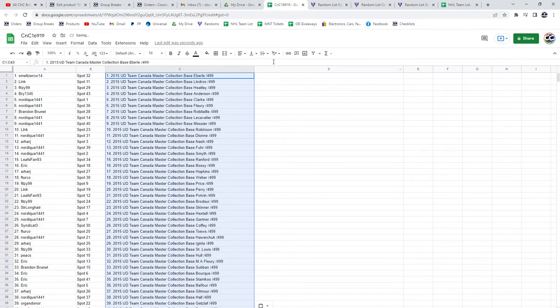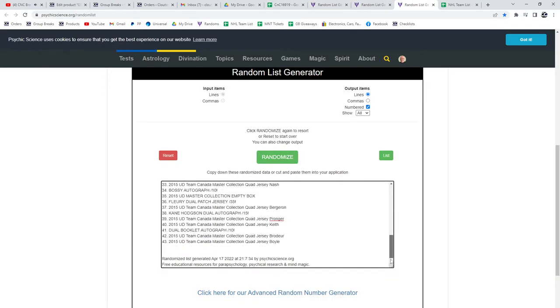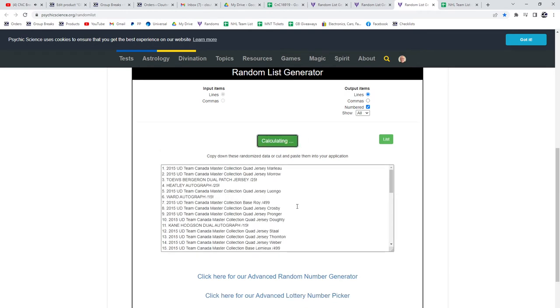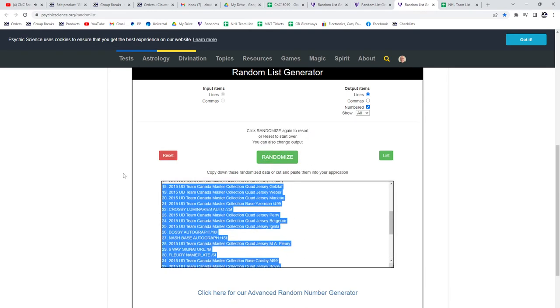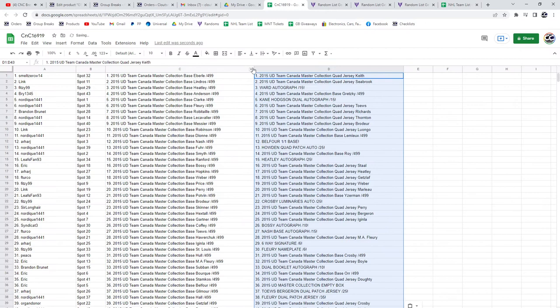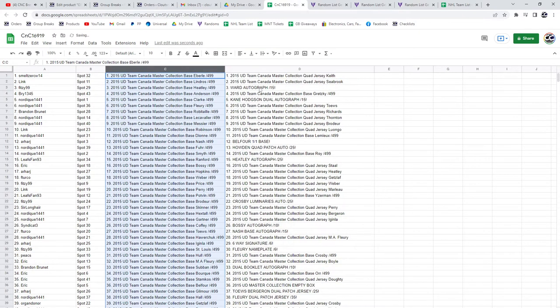The base. And one, two, three. Loop. Alright, let's see who the people who are the big ones.